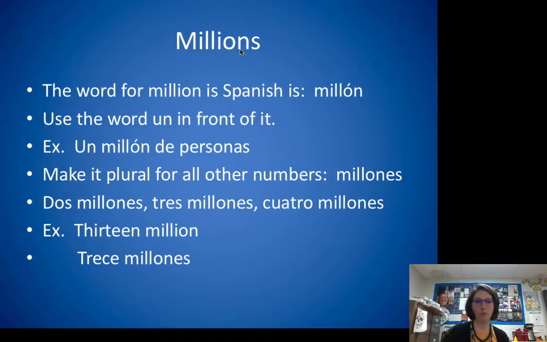So then you have 2 millones, 3 millones, 4 millones, just like we did with the thousands. You put whatever number it is followed by millones. So 13 million, 3 millones. Okay? And after that, same thing as always.